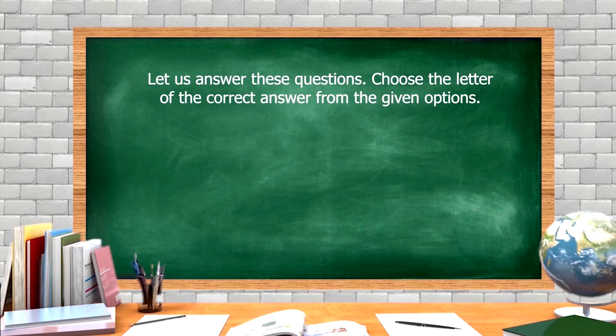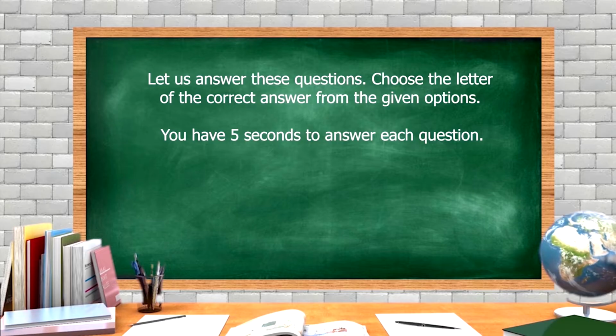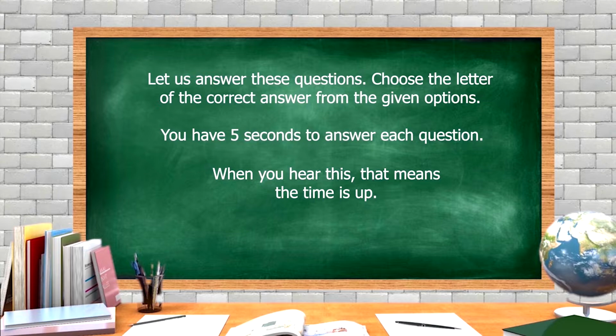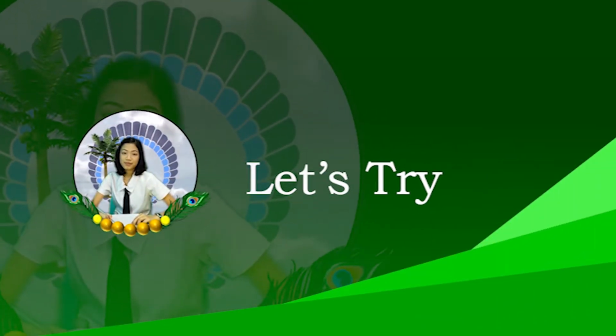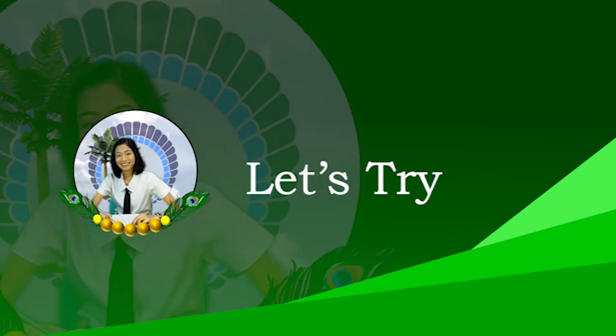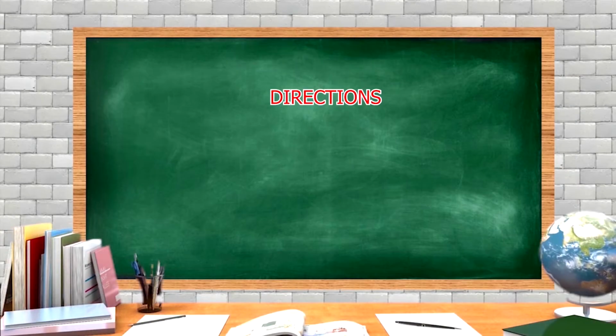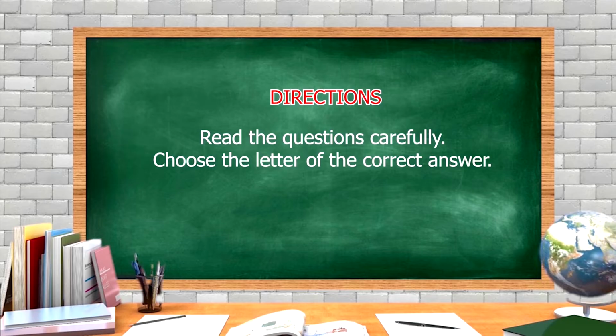Before we continue, let us answer first these questions. What you are going to do is to choose the letter of the correct answer from the given options. You have 5 seconds to answer each question, and when you hear this, that means the time is up. Get ready and let's start! Directions. Read the questions carefully. Choose the letter of the correct answer.